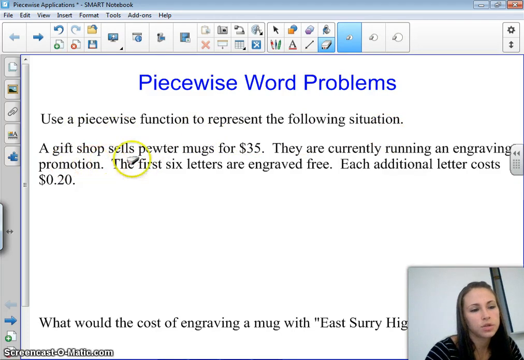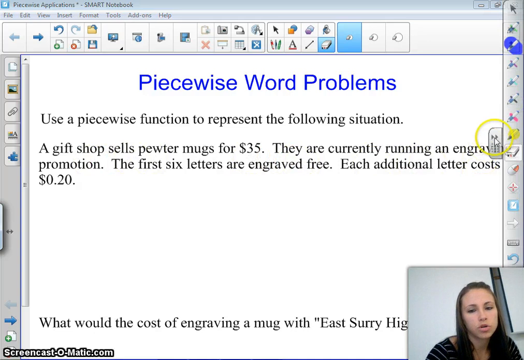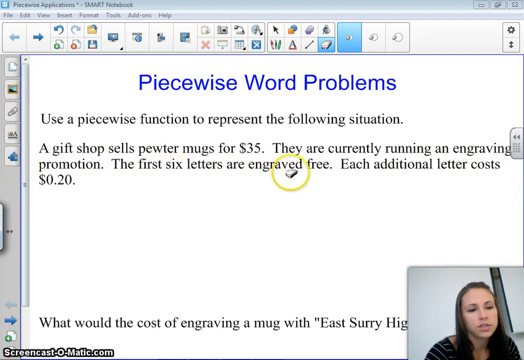A gift shop sells pewter mugs for $35. They are currently running an engraving promotion. The first 6 letters are engraved free, and each additional letter costs 20 cents. So we want to write a piecewise function to represent that situation.